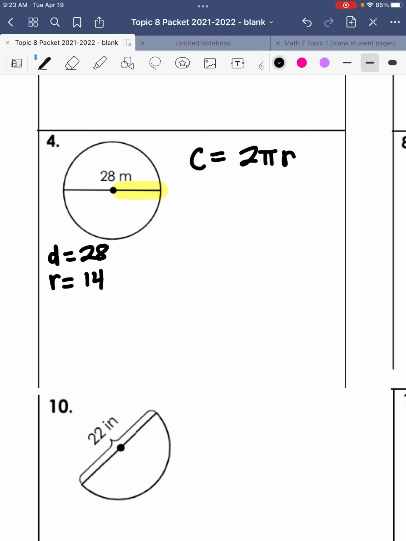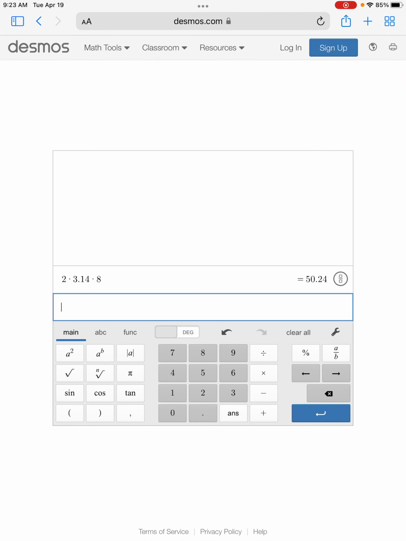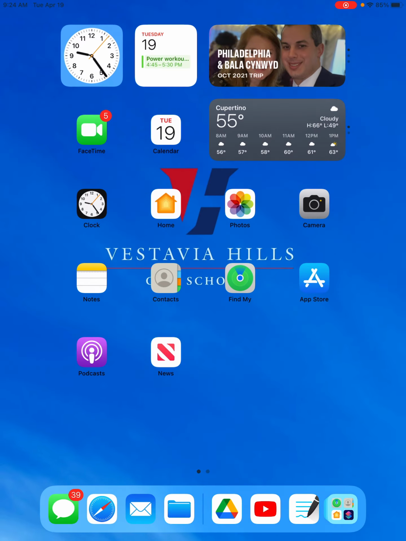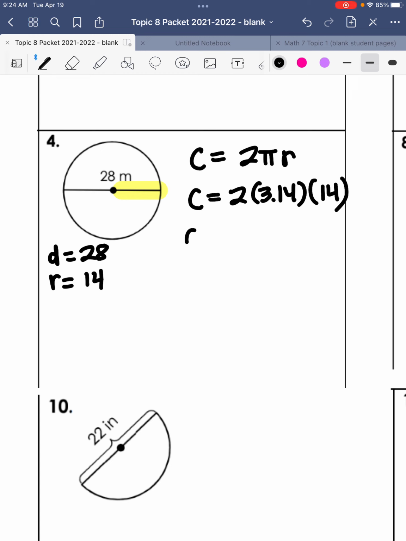So now I'm ready to use my formula. C equals 2 times 3.14 times 14. And we're going to type that into our calculator. So we go back here, 2 times 3.14 times 14, and I get 87.92. So the circumference is 87.92 meters.